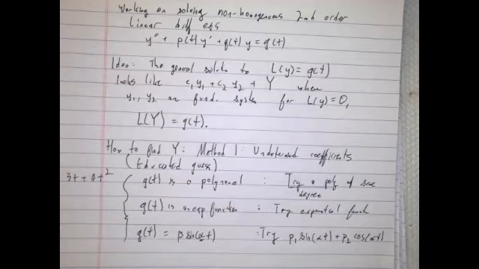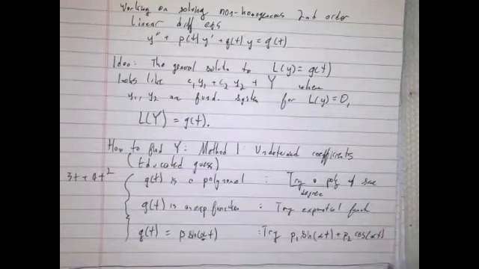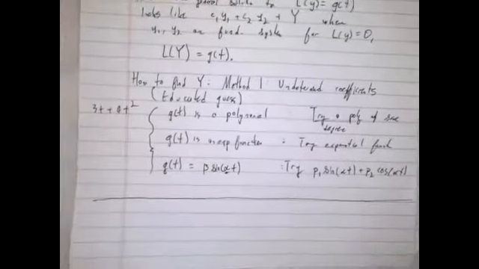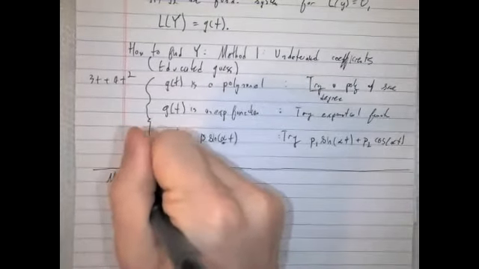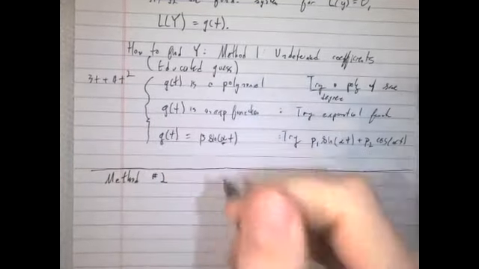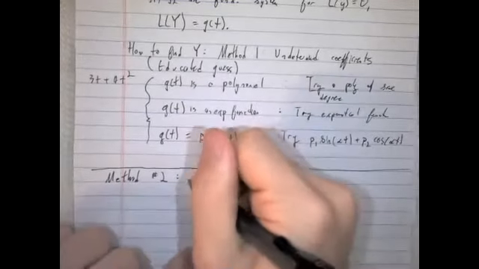Any questions on this material that we went over yesterday? Okay, great. So what we're going to do today is move on to the next method, which we won't spend too much time on. So method number 2 goes as follows, and it's called the method of variation of parameters.